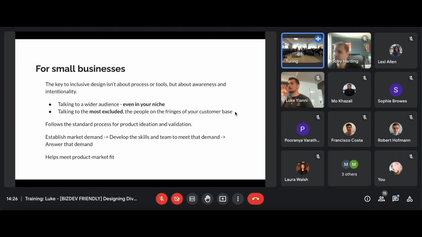You're helping establish a larger product market fit by solving a problem for that distinct user, that person who is in that excluded group in your community, and it helps build an even more robust product that resonates with them better.